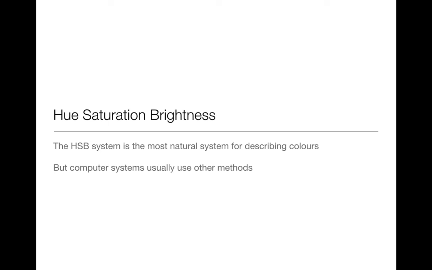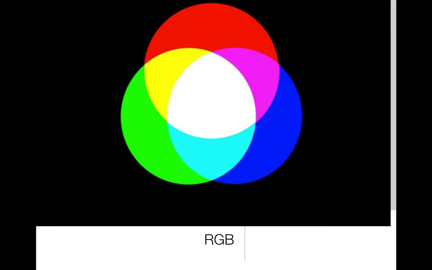Now, the system we're most interested in, though, is the RGB system. And that's not as natural. It's a bit harder to talk about. But it's the system that's used in most computer systems. So with the RGB system, you may remember seeing this in physics class, where you have a red light, a green light, and a blue light, and you shine them together. Where the red and the green and the blue mix, it's white. Where the red and the green mix, you get yellow. And where the red and the blue mix, you get magenta.